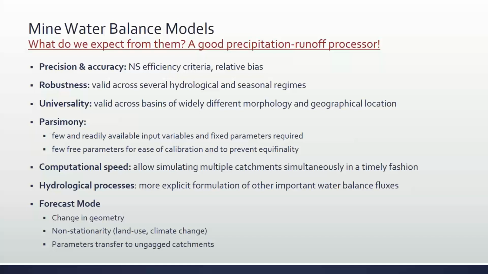A really important point is parsimony. So you want few and readily available input variables to your model, and you want few free parameters, those that you change for calibration, to prevent equifinality. Equifinality is getting to the same result with a different set of parameterization. Obviously, you're going to be simulating a whole bunch of catchments simultaneously, so you want computational speed.